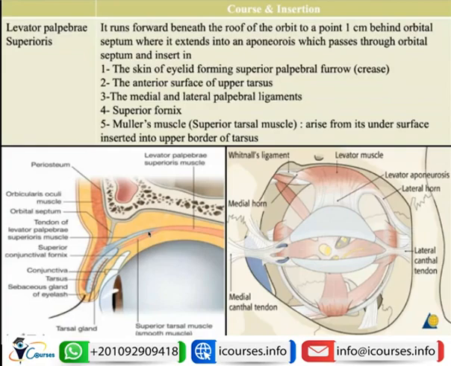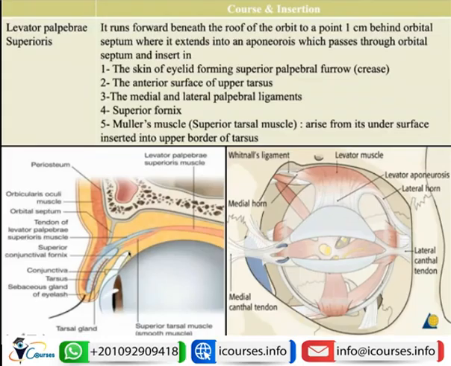Also, a part of the levator will be inserted into the anterior surface of the tarsus. So here is the tarsus, and here is the levator aponeurosis, and it is inserted into the anterior surface of the tarsus. Also, the levator palpebrae aponeurosis will extend along the tarsus and insert into the medial canthal tendon and the lateral canthal tendon. And these tendons will attach both tarsi to the lateral and the medial orbital margins. So this is again one of the insertions: lateral palpebral ligament or lateral canthal tendon, and medial canthal tendon or medial palpebral ligament.